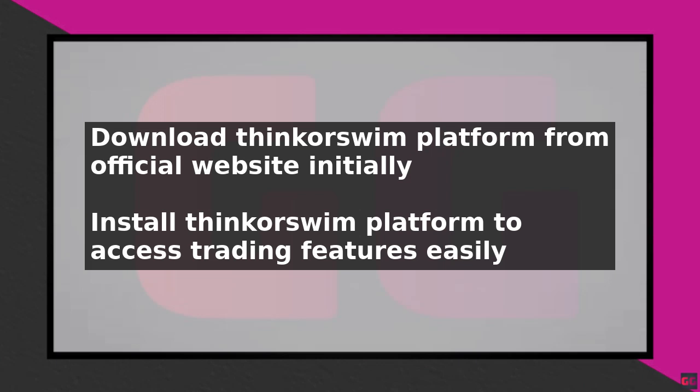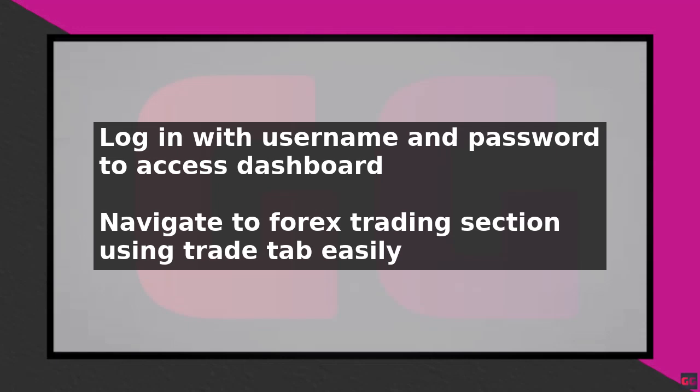After logging in, you will be presented with the Thinkorswim dashboard, which provides an overview of your account and the markets. To navigate to the Forex trading section, click on the Trade tab and select Forex from the drop-down menu. Next, you will need to select the currency pair you want to trade. Thinkorswim offers a wide range of currency pairs, including major, minor, and exotic pairs.